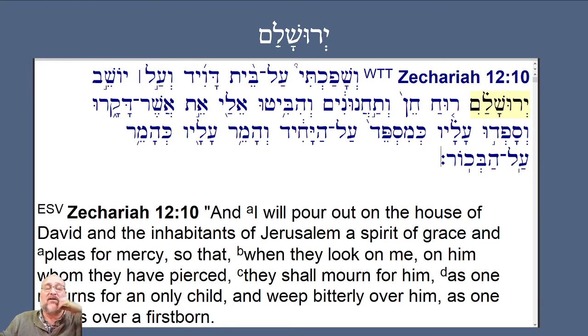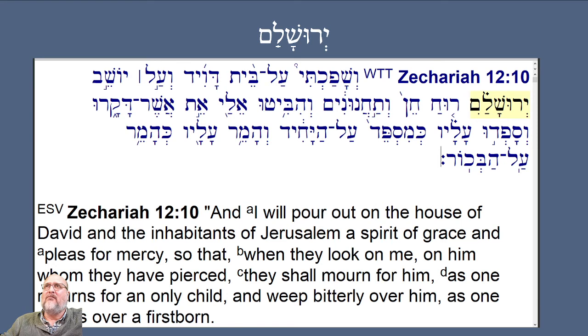So this is a fantastic verse. And I will pour out on the house of David and on the house of the one living in Jerusalem a ruach of chen, a spirit of grace, and of tachanunim. Can you see chen and tachanunim? Maybe you can hear that they're related, but it's usually translated as spirit of grace and pleas for mercy.